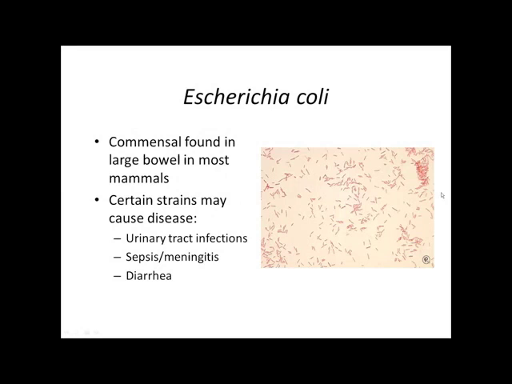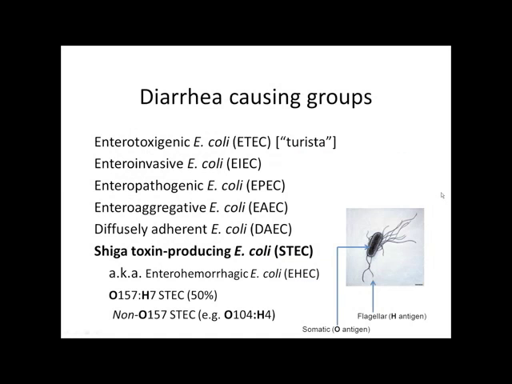There are many kinds of E. coli, and the one that we're focusing on today is the Shiga toxin producing E. coli strains, or STEC. This is also known, as Dr. Liang pointed out, as enterohemorrhagic E. coli, or EHEC. The O and H refer to the somatic and the flagellar antigens, and they're used to fingerprint each strain of E. coli that is an STEC.